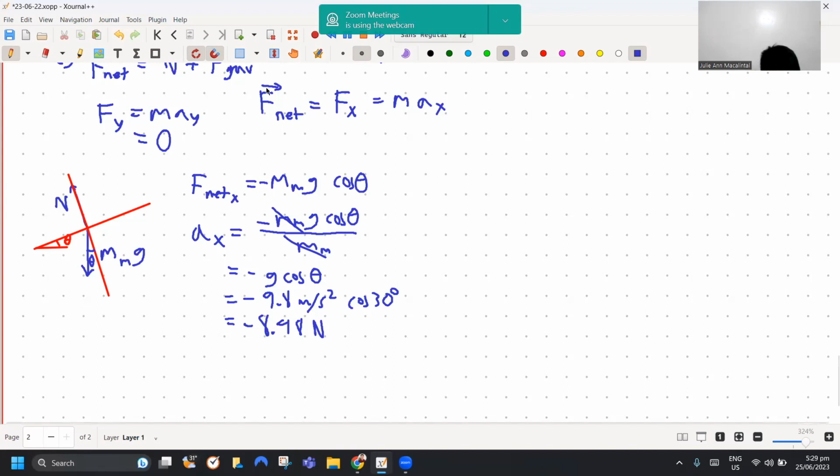Okay, so wait, bakit newtons yung acceleration? So walang units yung cosine 30 meter per second square. So dapat, yun lang. Di ba?